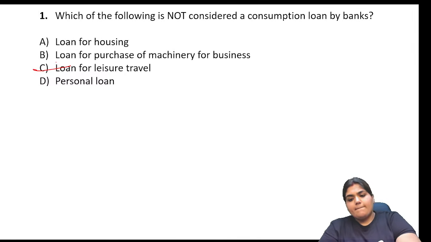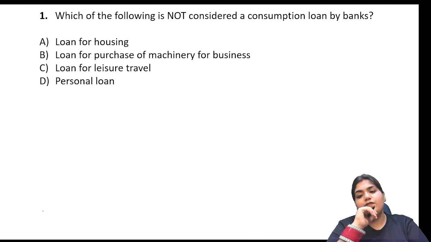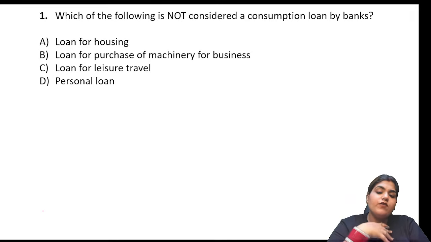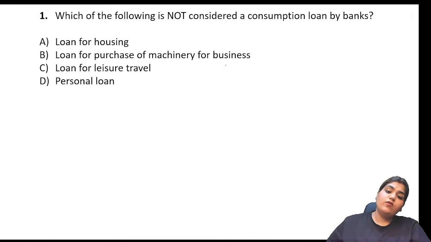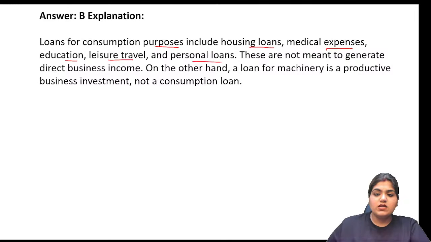My mistake. In a consumption loan, whatever an individual needs for the day-to-day life will come. Whatever you need for your personal living will come. Business activities won't come. B is the correct answer. Loan for consumption purpose, including home loan, medical expense, education, leisure travels, and personal loans. These are not meant to generate business income. On the other hand, loan for machinery is a productive business investment, not for consumption.